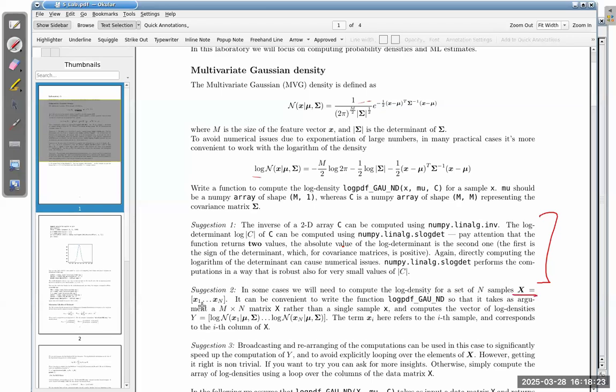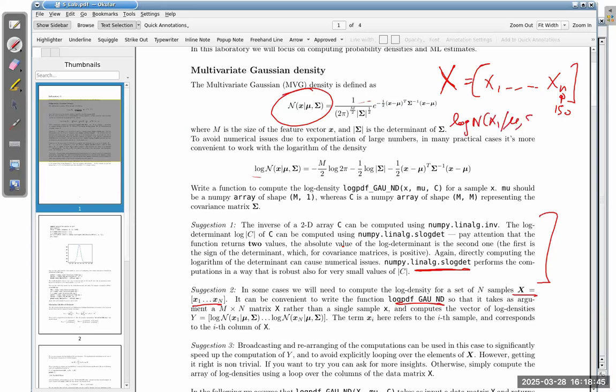Then, in the future, we will typically need to compute the Gaussian density for a set of samples. So if we have a matrix of samples like the iris dataset, we will have n samples, n equal 150 for the iris. We will want to compute the density for all these samples. We do this by extending the function so that it receives a data matrix, and if you pass an array, it will return the density.